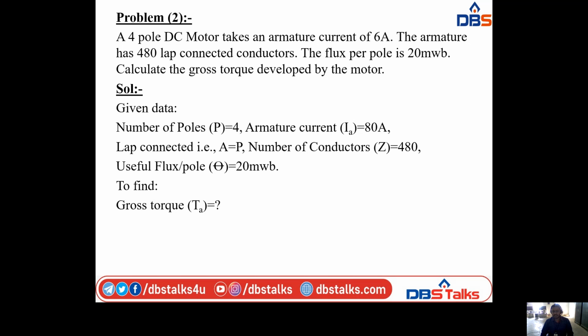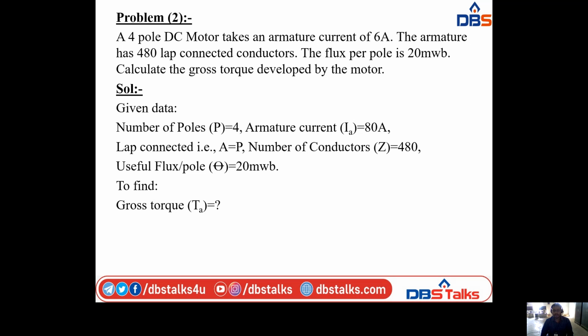From this, I am taking the data first. They have given a 4-pole DC motor, that means the number of poles P is equal to 4. Next, the armature current they have given is 6 amperes. Sorry, there was a mistake: I wrote 80 amperes, but here the armature current is 6 amperes. Please change this.